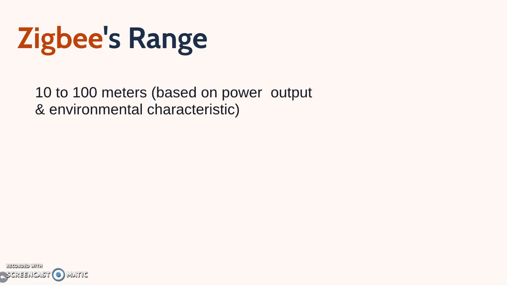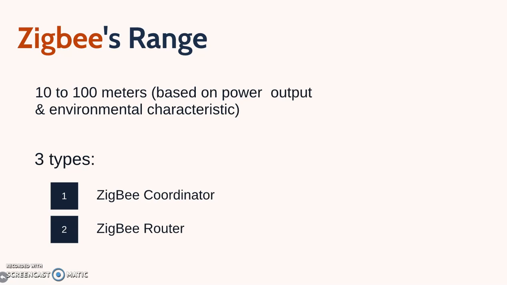The common ZigBee module has a physical range from 10 to 20 meters, but the transmission could reach up to 100 meters depending on power output and environmental characteristics. ZigBee basically has three types of devices in configuring the network: ZigBee coordinator, ZigBee router, and ZigBee end devices.